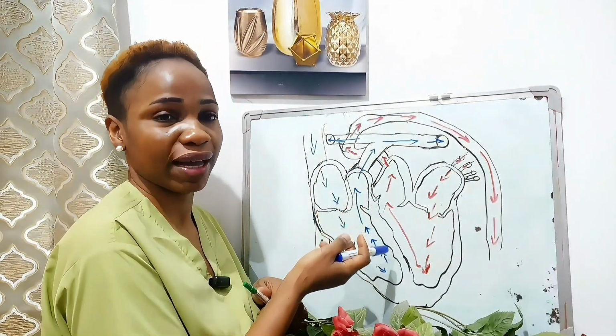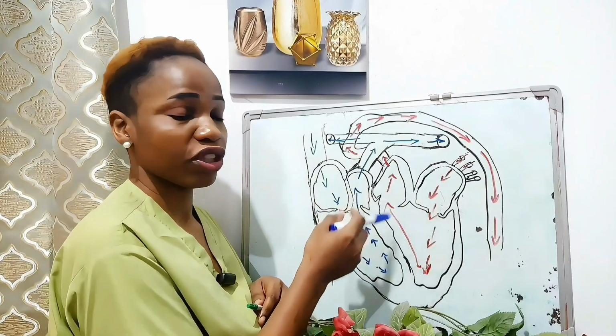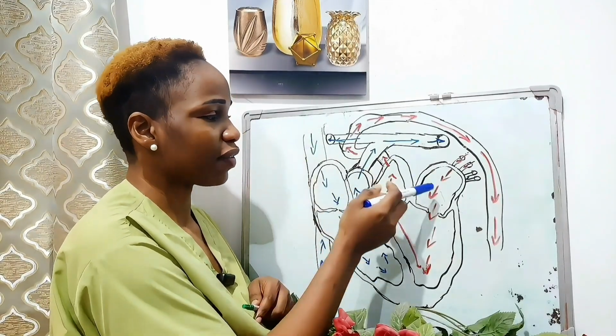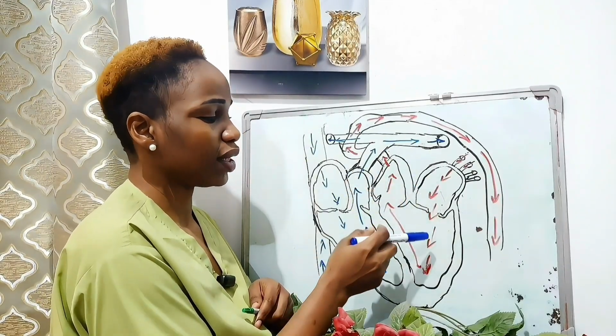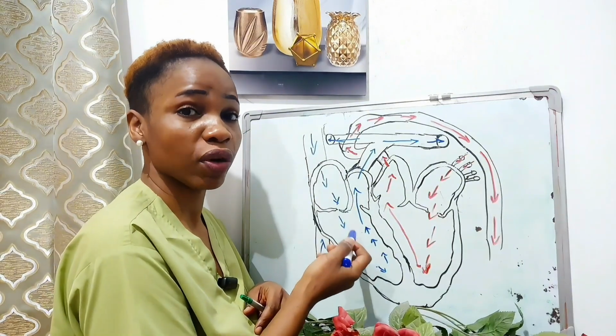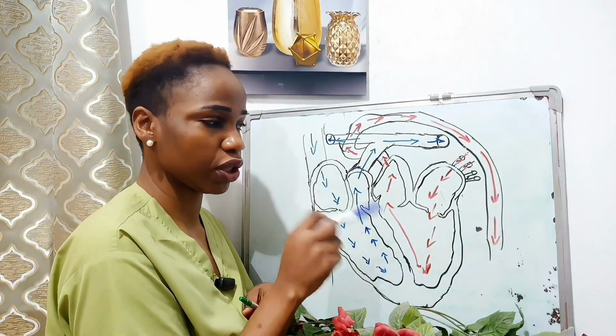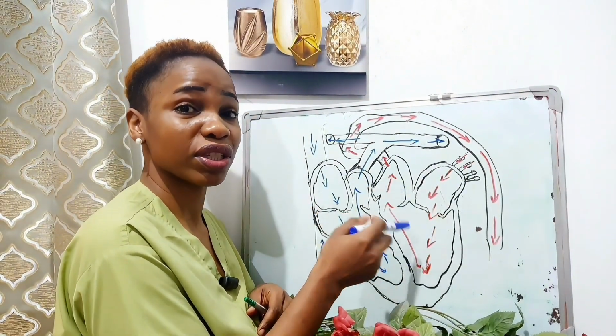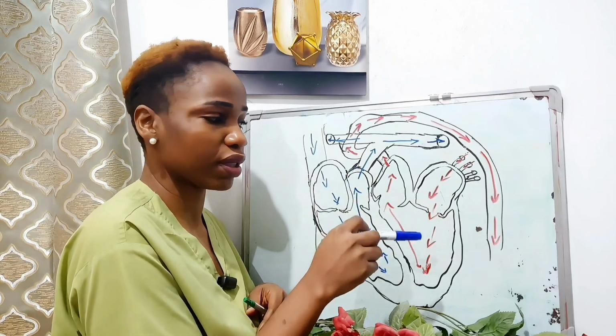This is the diagram of a heart, right? Here you will see the four chambers. You will see the right atrium, the left atrium, the right ventricle, and the left ventricle. The right side of the heart controls deoxygenated blood, without oxygen. And the left side of the heart controls oxygenated blood, that is blood enriched with oxygen.